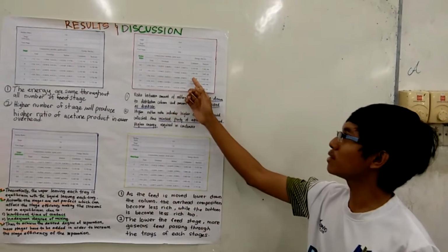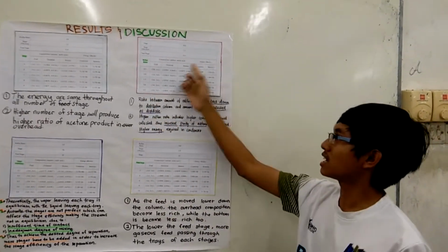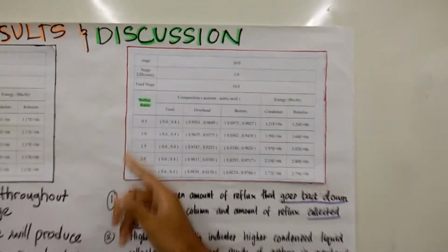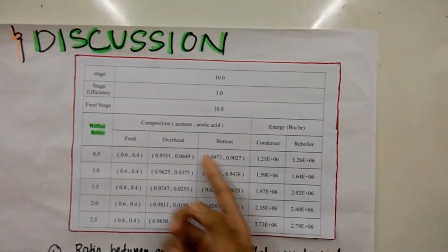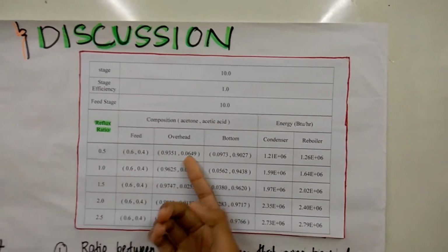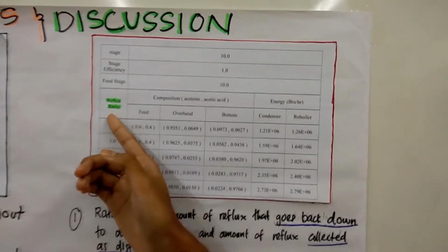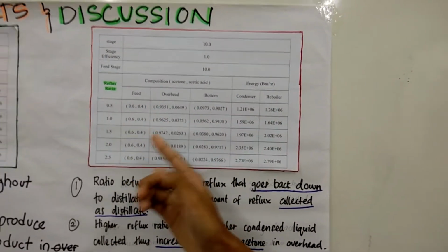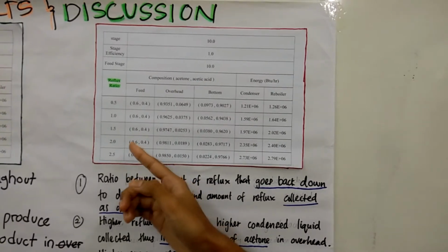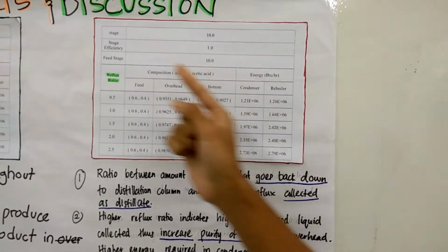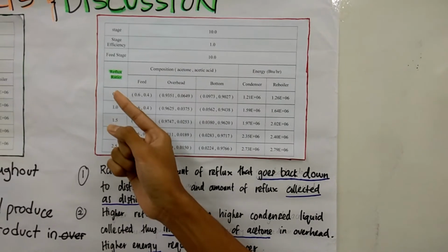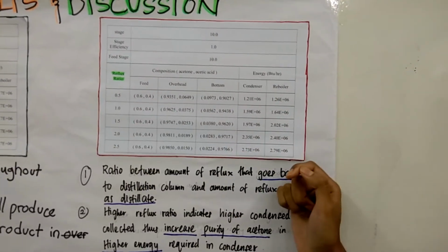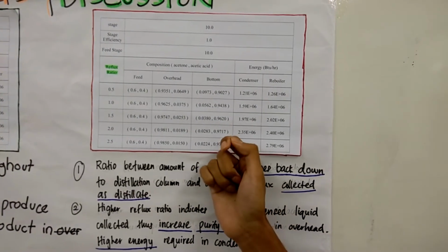So I will continue with this set of data, where we set the reflux ratio as the manipulated variable. First of all, what is reflux? Reflux is the technique involving the condensation of vapors and the return of this condensate back to the distillation column. So reflux ratio means the ratio of the amount of reflux that went back to the distillation column to the amount that we collected as distillate.